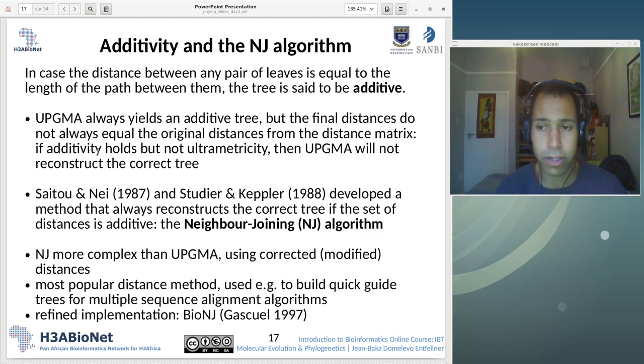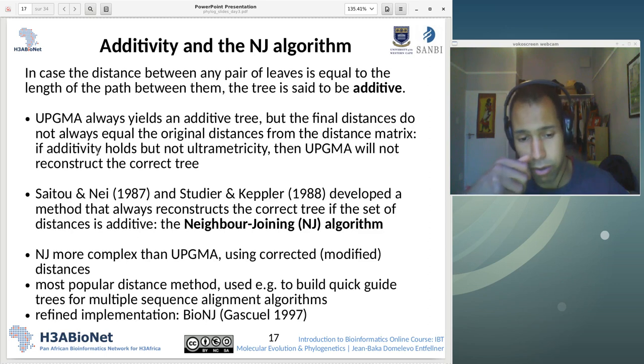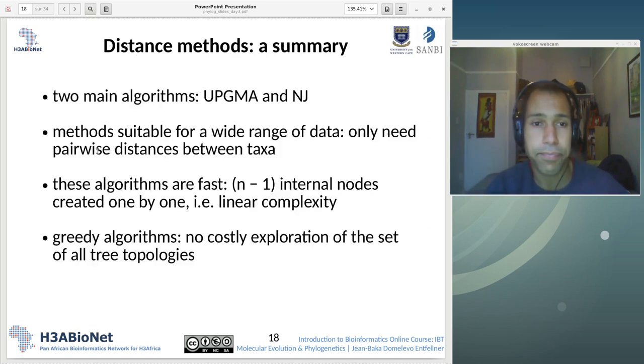So the guide tree must be built relatively quickly at the beginning of the process of multiple sequence alignment. And to build this guide tree, many multiple sequence aligners use the NJ algorithm or a refinement thereof. One of the refined implementations is BioNJ, established by Olivier Gascuel in 1997. Sorry.